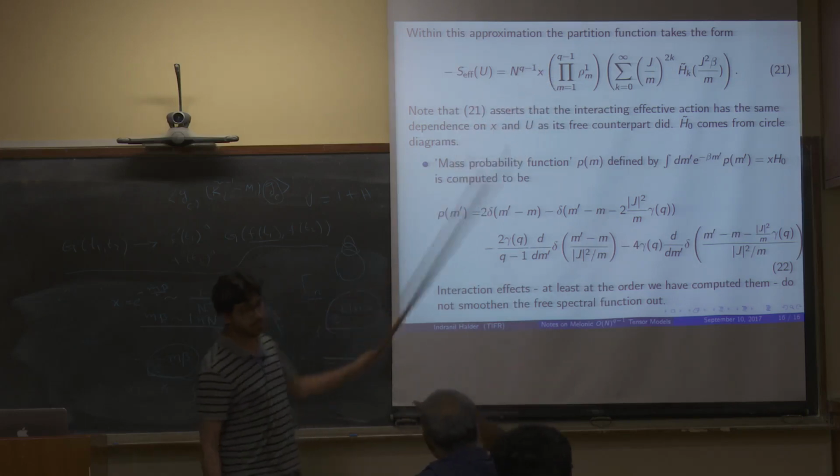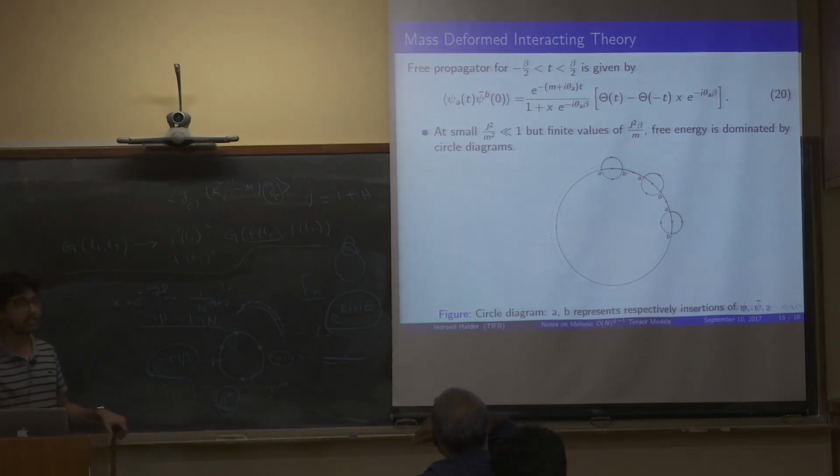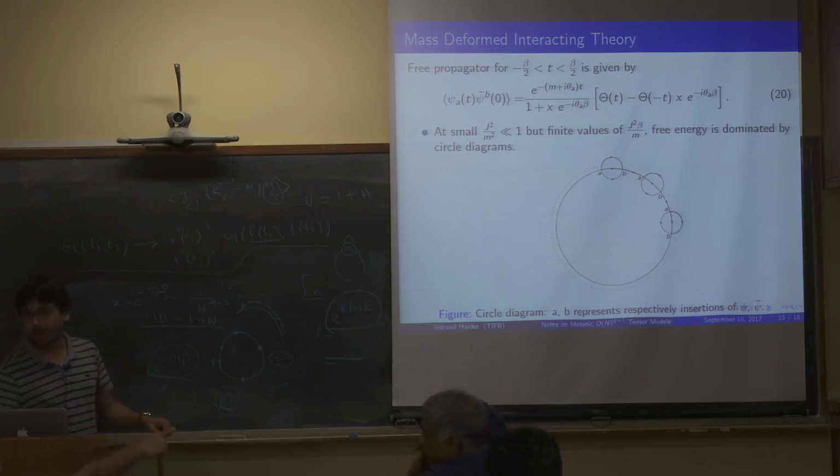You're computing psi dagger with some time separation. Can you go back? Just tell me, I got confused. I thought this is the free energy computation. Psi bar with some time separation, right? That was just the free propagator. But what you're computing is the free energy as a function of holonomy.